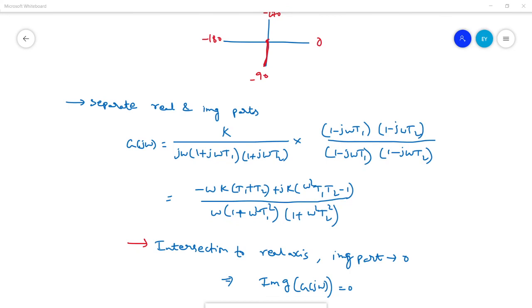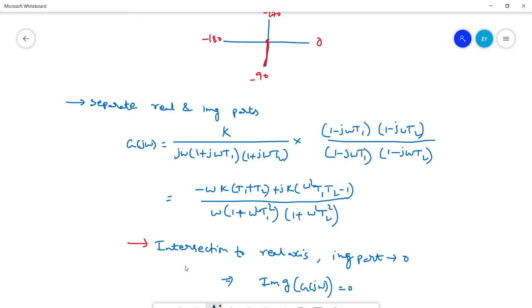So the next step is to separate the real and imaginary axis. To separate them, we need to take the complex conjugate of the given transfer function, multiply and divide with it, and simplify. Here is the expression I solved, just multiplying by the complex conjugate.